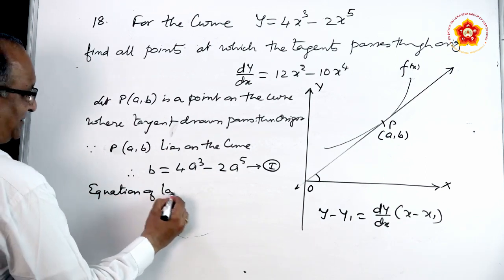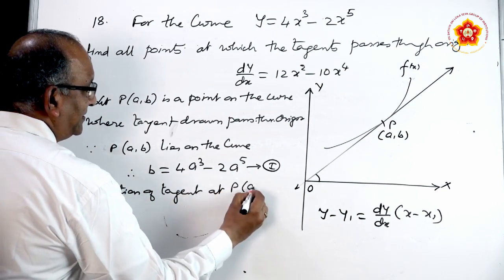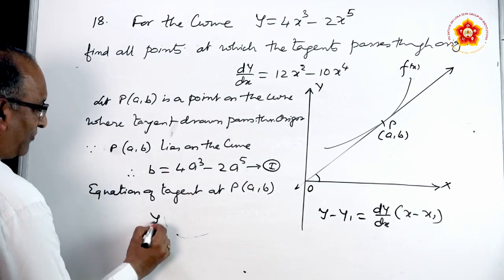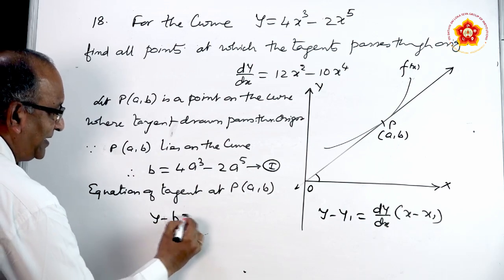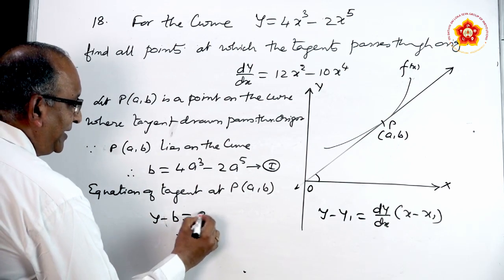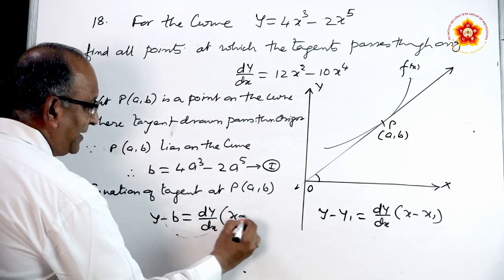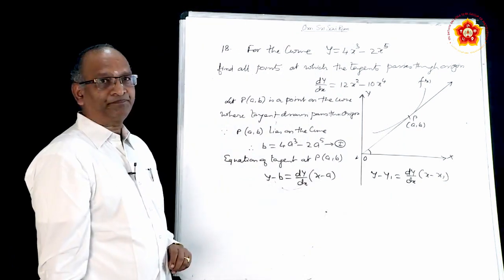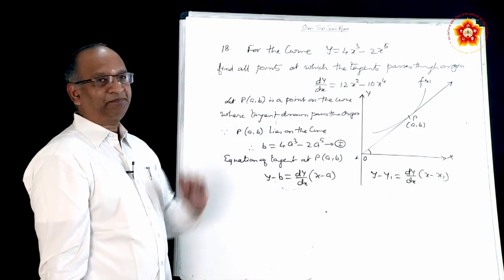Equation of tangent at P, that is at (a, b). What is it going to be? y minus b is equal to dy by dx into (x minus a). This is the equation of tangent at (a, b).